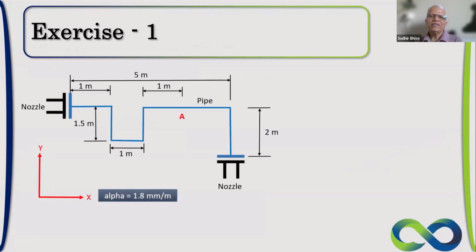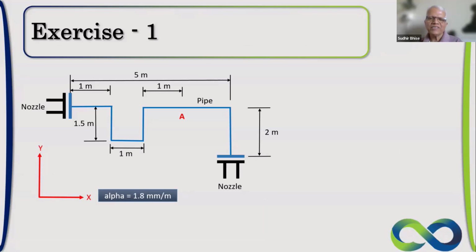So here we have an exercise. Let me just explain. There is one nozzle here. Piping is connected to the nozzle. There are two nozzles, and the piping with some layout. That blue line is connected to this, and there is a layout given. The dimensions are given, and the axes are defined, X and Y axis. For the pipe material, alpha is designated here.